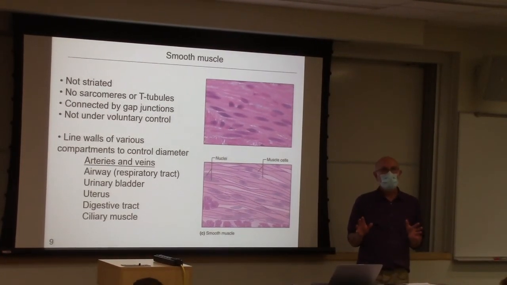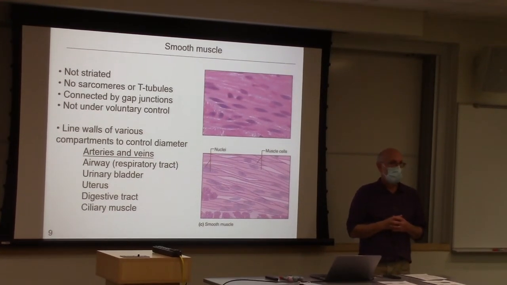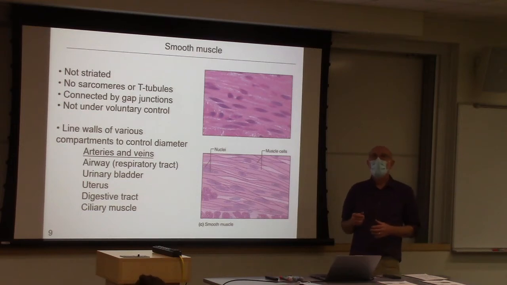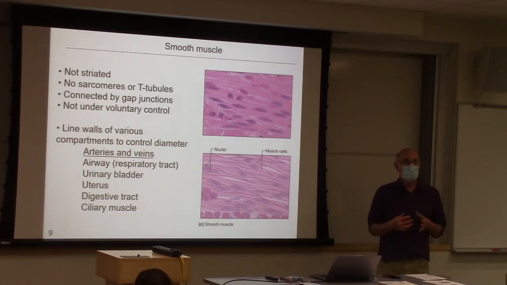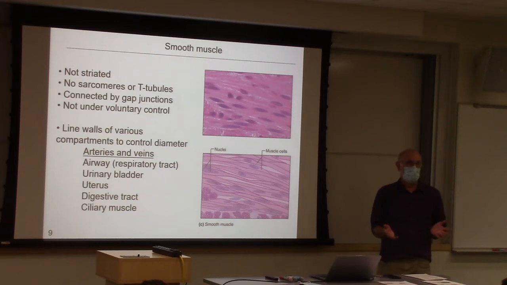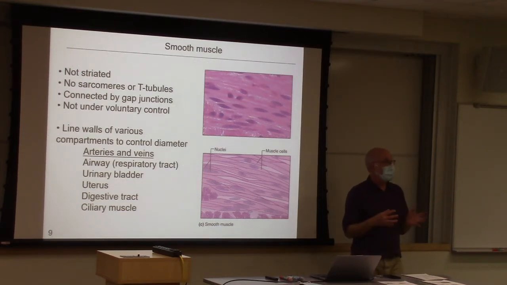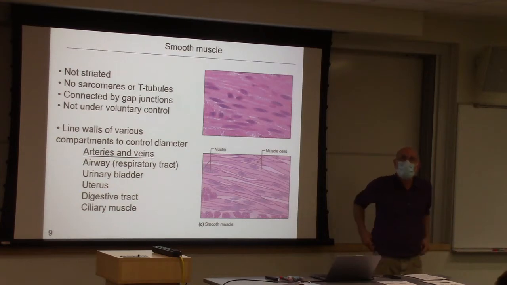Now let's turn to smooth muscle. Why do we need to talk about smooth muscle when we're talking about the cardiovascular system? It's pretty clear why we need to talk about cardiac muscle, because that's the muscle of the heart. But we need to talk about smooth muscle because this is the muscle that controls the diameter of arteries and veins. And the diameter of arteries and veins is going to be important for determining blood pressure.